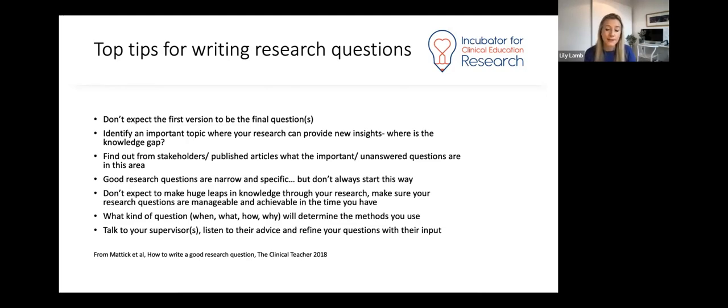Good research questions are narrow and specific, but they don't always start out that way, and that's okay. And don't expect to make huge leaps in knowledge through your research. And make sure the questions are manageable and achievable in the time you have. And chances are what is manageable will be less than perhaps you initially think. As I said earlier, what kind of question, when, what, how, and why will determine the methods that you use. And yes, make the point again, talk to your supervisors, listen to their advice, and refine your questions with their input.